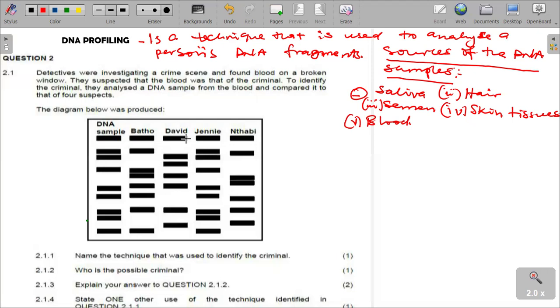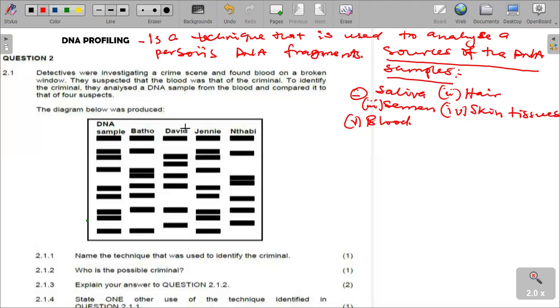The scenario given there is that detectives were investigating a crime scene and found blood on a broken window. They suspected that the blood was that of the criminal. To identify the criminal, they analyzed a DNA sample from the blood and compared it to that of 4 suspects. The diagram below was produced.